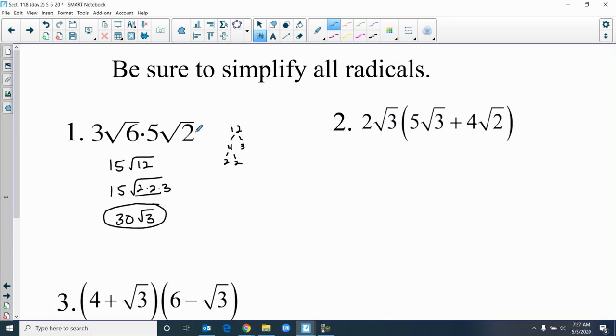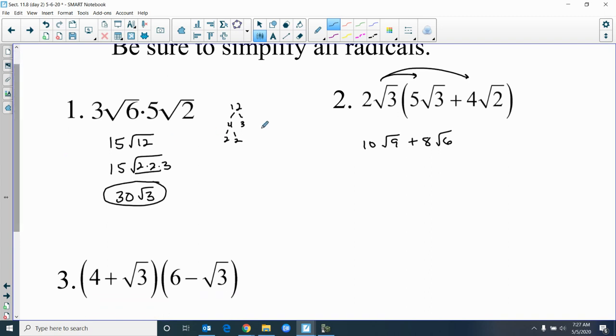Now for number 2, these are basically the 3 types of problems. You get a term times a term. You distribute. 2 times 5 is 10. Square root of 3 times square root of 3 is 9. And then we distribute, 2 times 4 is 8, and then 3 times 2 is 6. Well, square root of 6 doesn't reduce, but square root of 9 does reduce. Square root of 9 is just 3. And you multiply those two together and you get 30. So that would be our answer for number 2.